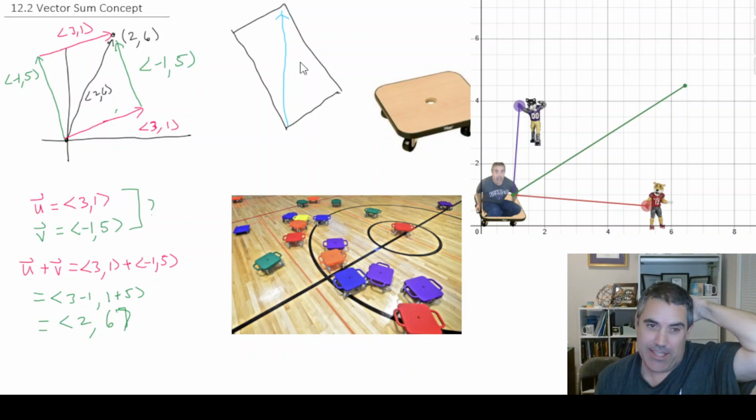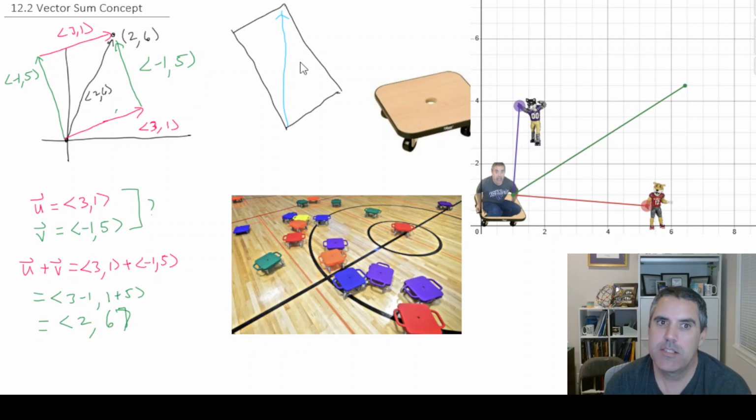So some call this the head to tail rule, which is what I learned as a student. Some called it the parallelogram rule. I feel like none of that tells you why we do this. It is helpful for visualizing, but why? What in the heck is 2, 6?